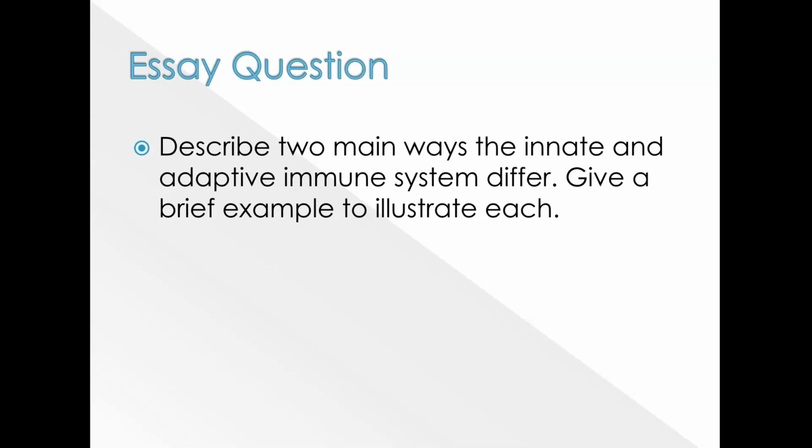But we could go on, right? There's other differences. Only chordates have an adaptive immune response. All multicellular organisms have an innate immune response. Innate does not really differentiate between self and non-self, whereas adaptive does. It has tolerance. Lots of differences.